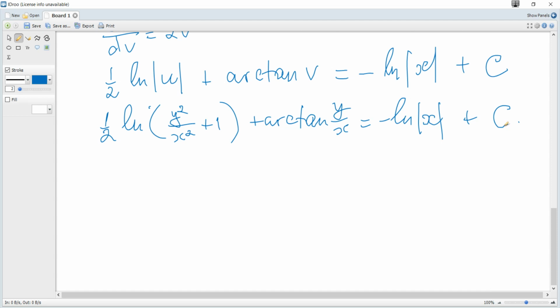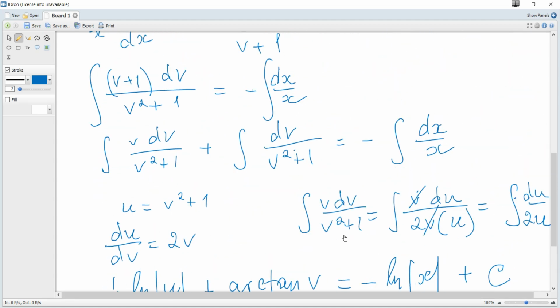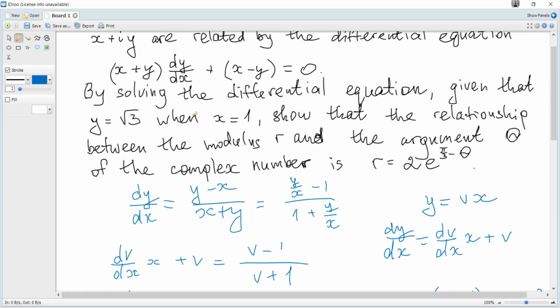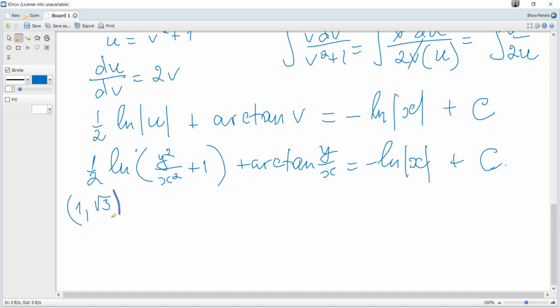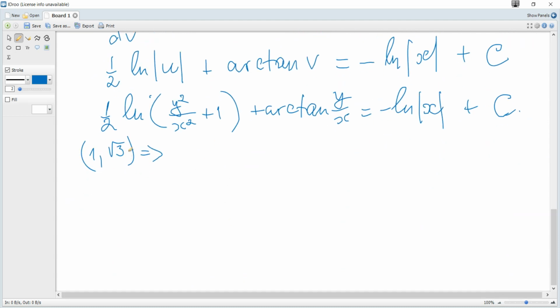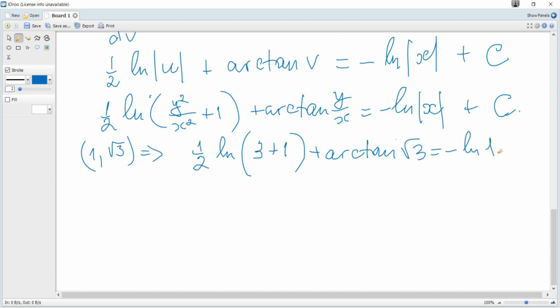Then we need the constant. Actually we can solve for y and then find the constant, or we can find the constant now. Let's find the constant now, and it is given that y is root 3 when x is 1, so the point (1, root 3) is given. So substituting root 3 for y and 1 for x, we get a half ln of what, 3 plus 1, plus arctangent of y over x, it's root 3, is minus ln of 1 plus c.